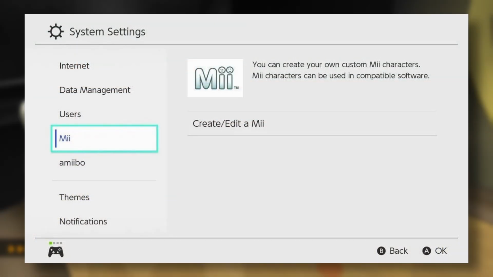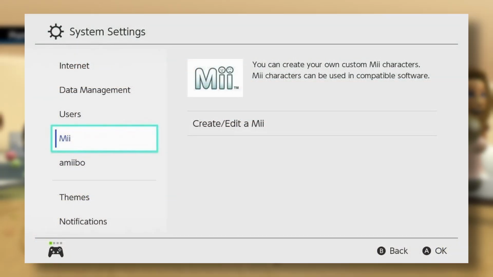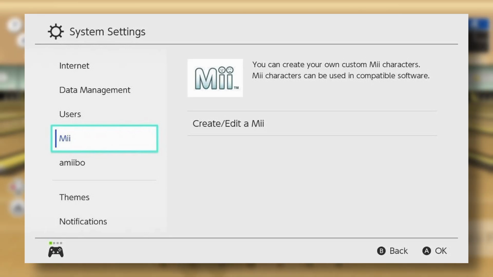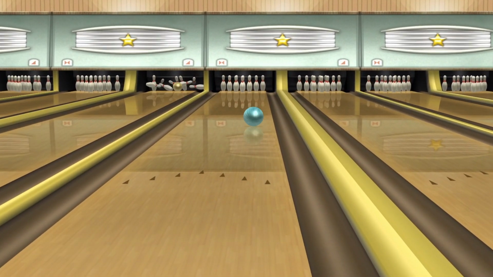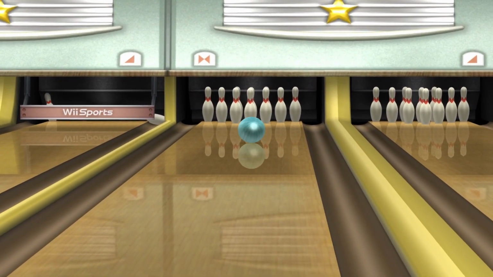The Miis are still on the Switch, but they're shoved into the system settings weirdly enough. They do not have a dedicated application like previous systems had, like the Mii channel. Oh, also the Switch doesn't have themes, so there's that. Forgot to bring that up earlier.